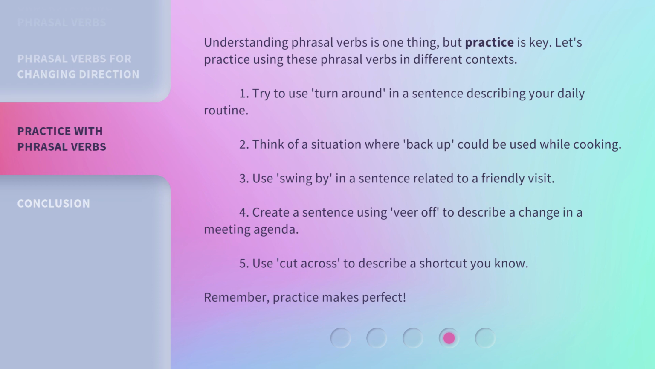3. Use swing by in a sentence related to a friendly visit. 4. Create a sentence using veer off to describe a change in a meeting agenda. 5. Use cut across to describe a shortcut you know. Remember, practice makes perfect.